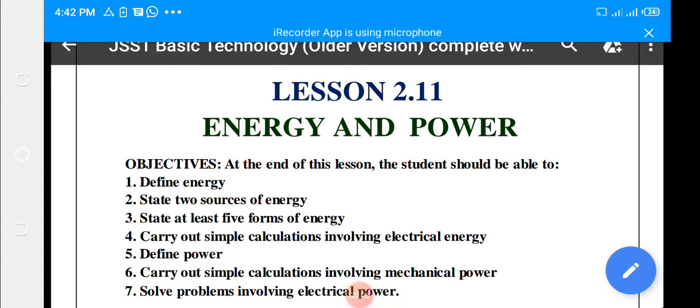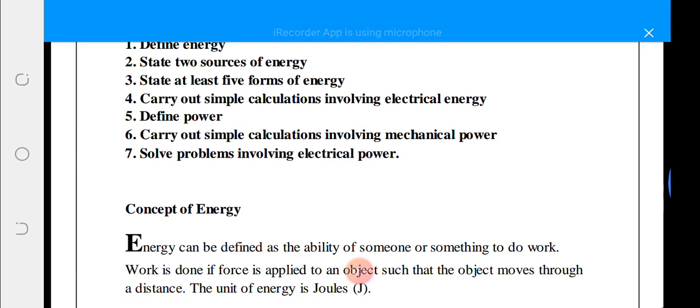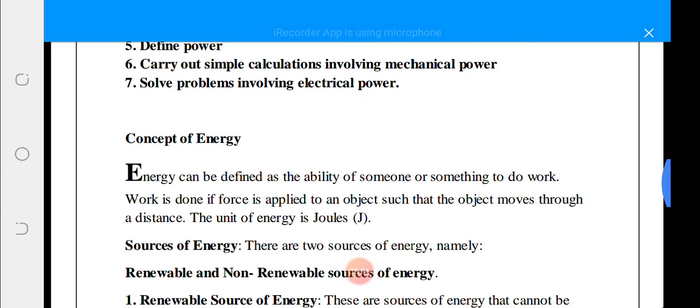So, our topic is energy and power. At the end of this lesson, the student should be able to define energy, state two sources of energy, state at least 5 forms of energy, carry out simple calculations involving electrical energy, define power, carry out some simple calculations involving mechanical power, and solve problems involving electrical power.